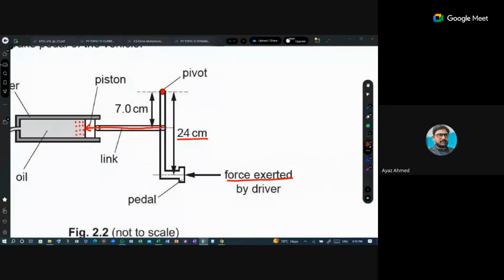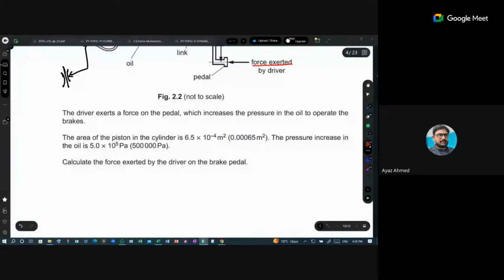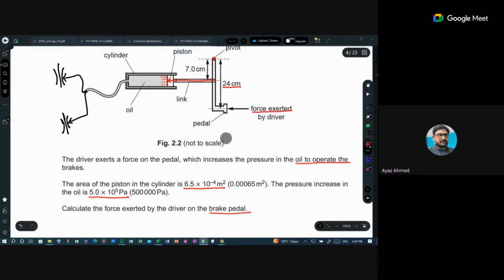The driver exerts the braking force on the pedal and increases the pressure of the oil to operate the brakes. The area of the piston of the cylinder is 6.5 exponent minus 4 square meter, which is basically converted to for your convenience. And the pressure is increased to 500,000 Pascal. How much increase in the pressure is taking place? 500,000 Pascal. Calculate the force exerted by the driver on the braking pedal. So, actually, our task is this one. We have to calculate this. For this question, to be honest, this is a hard question of your moments.